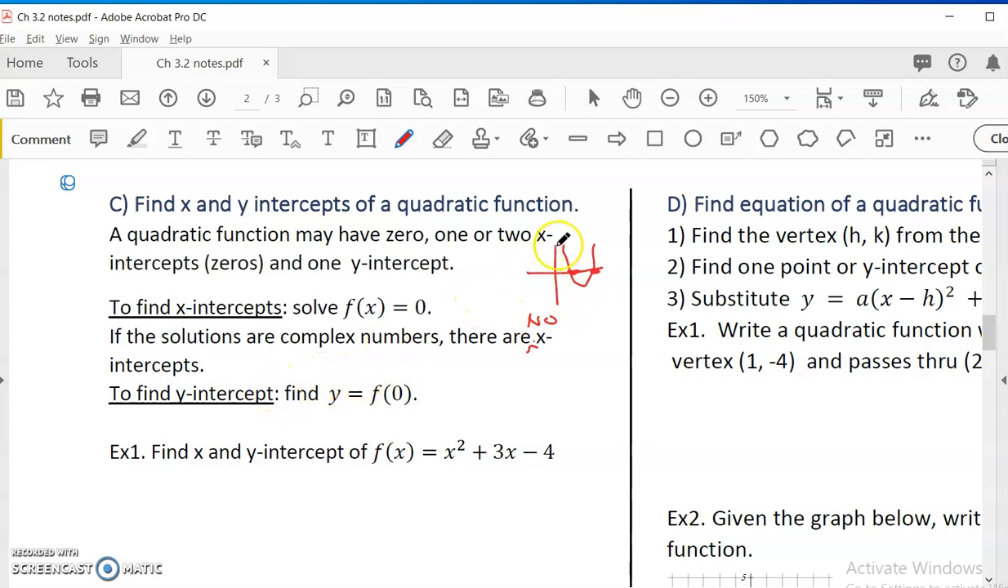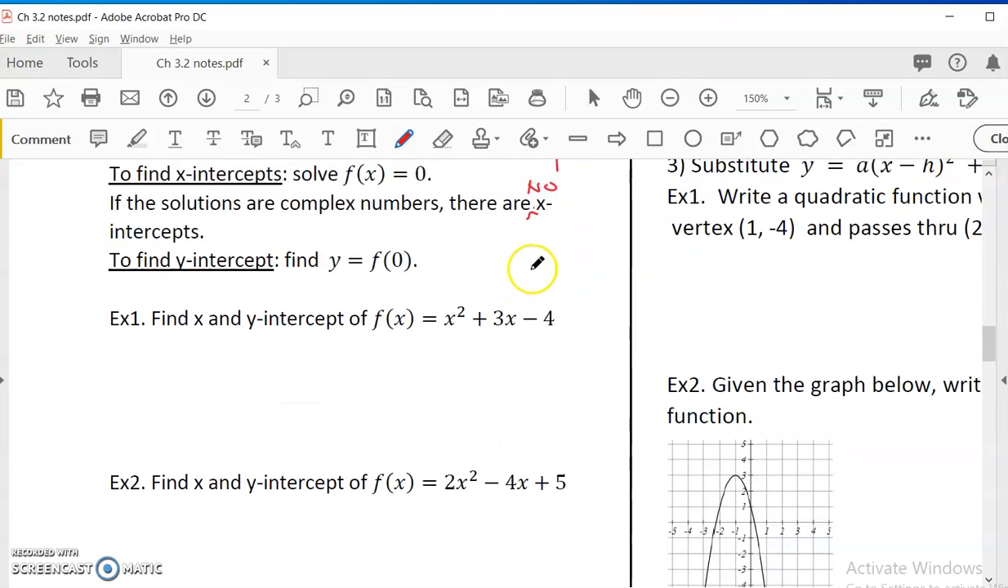To find the y-intercept, how the graph cuts the y-axis, you just plug in. The y-intercept is when x is equal to 0. So you just plug in x equal to 0, and that would be the y value on the y-axis. So let's try two examples.